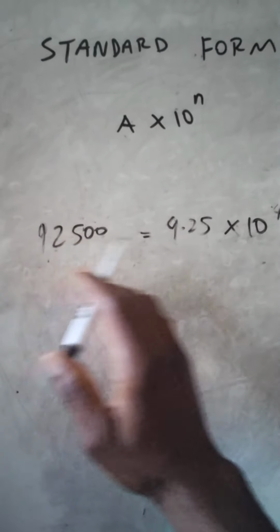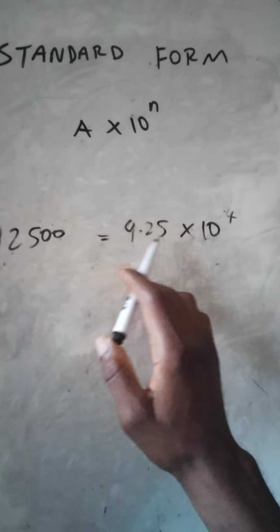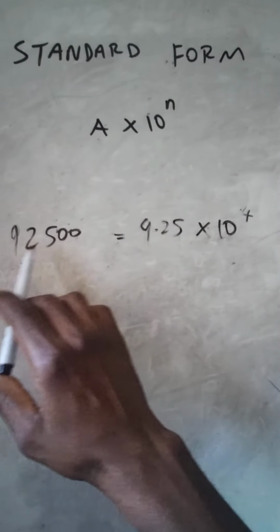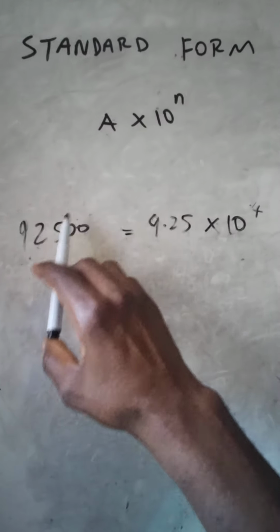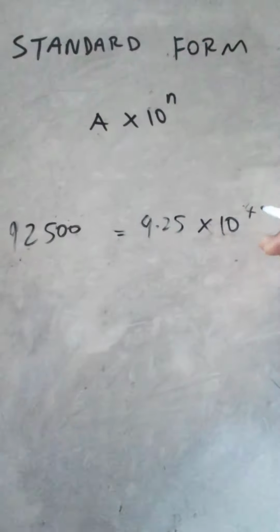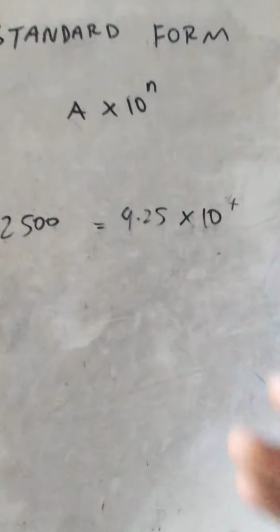So the point is here in this new number. So you need to get to the 92,500. Which direction? 1, 2, 3, 4. 4 times. And because you go to the right, it's going to be positive.